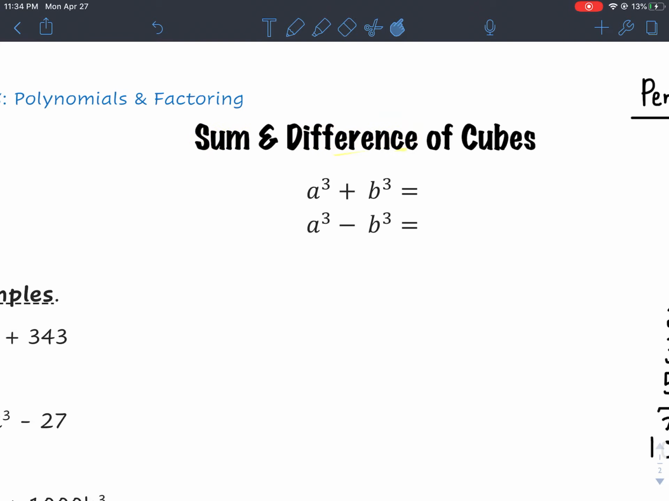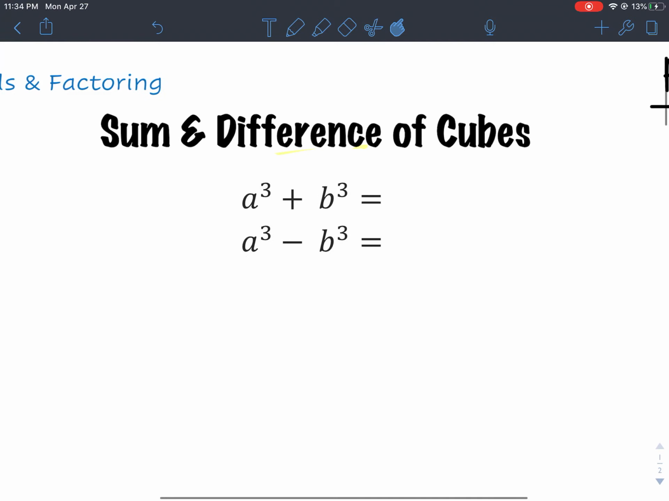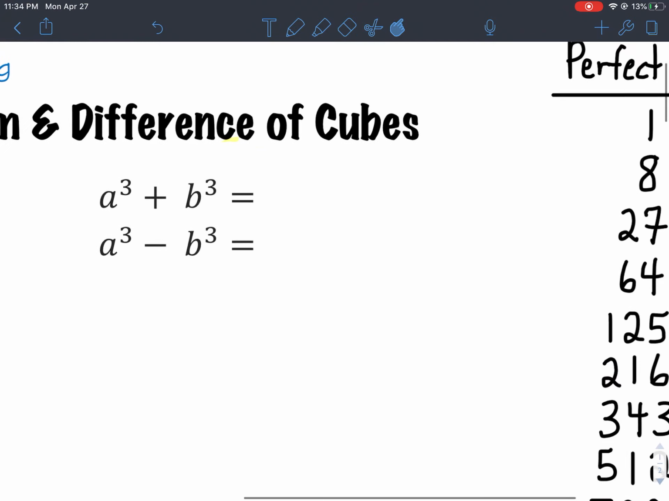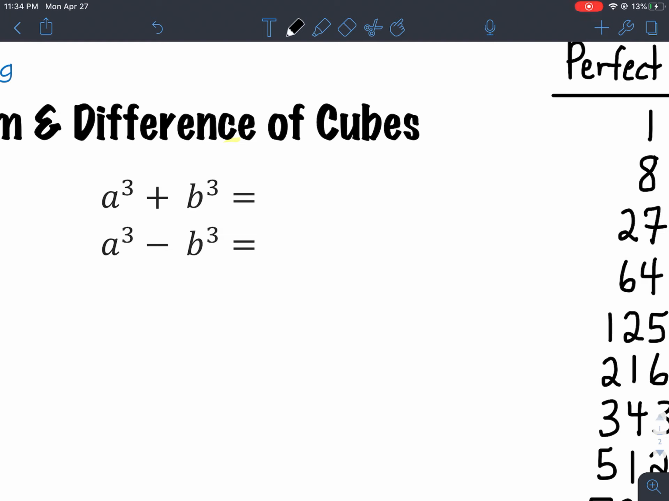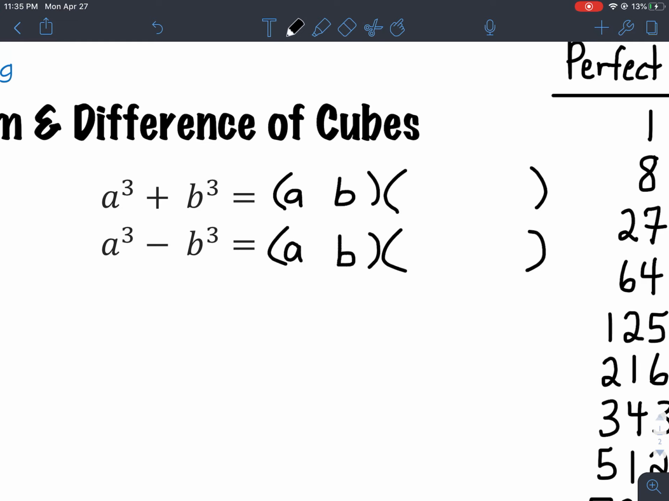It's sum and difference. So anytime you see sum and difference of two perfect cubes, what you're going to do is you're going to use this. So first of all, make sure you write down these formulas. You have a binomial times a trinomial when you have sum or difference of cubes. So it goes as follows. So when you have a cubed, the first thing you do is you take the cube root of that. So the formula is a here, and then the cube root of b cubed would be b. So you need to remember that the formula starts with a and b in the first binomial.